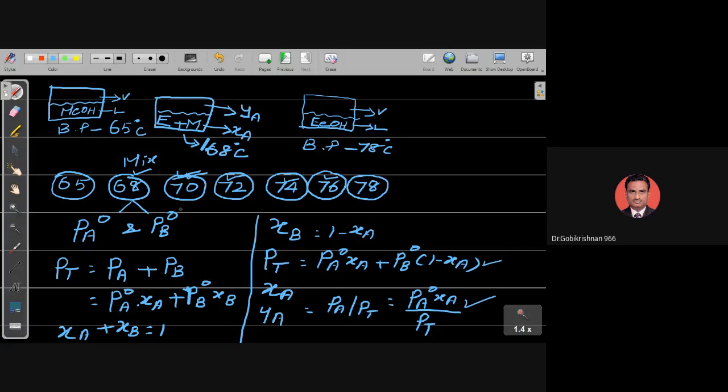Therefore, if you know the TXY values for all the temperatures, then it is easy for you to draw the XY diagram and the TXY diagram. That's all. Okay, that is what I asked.